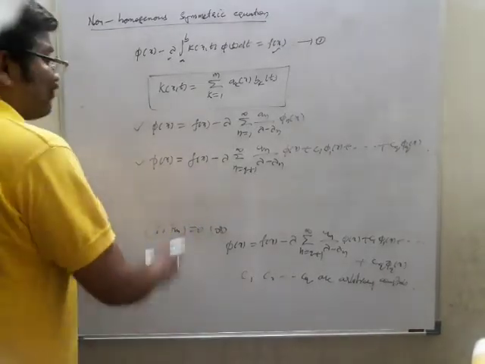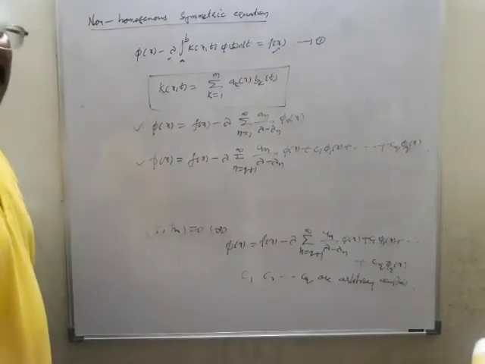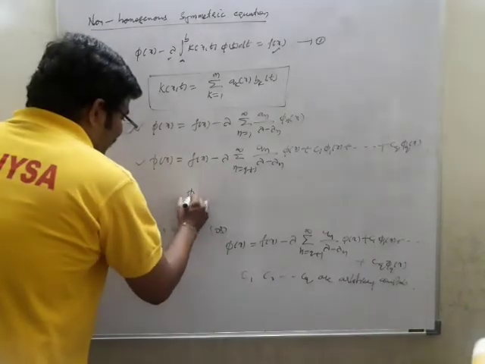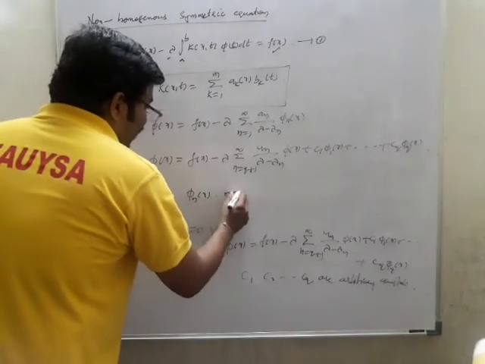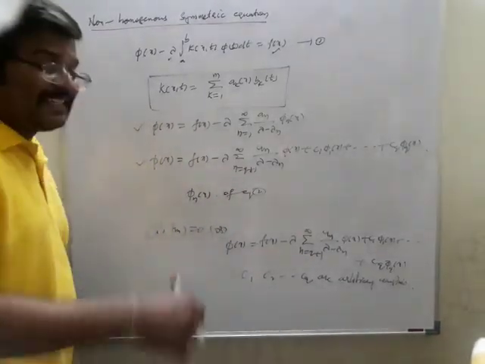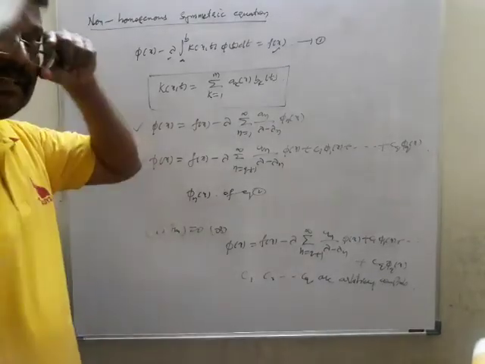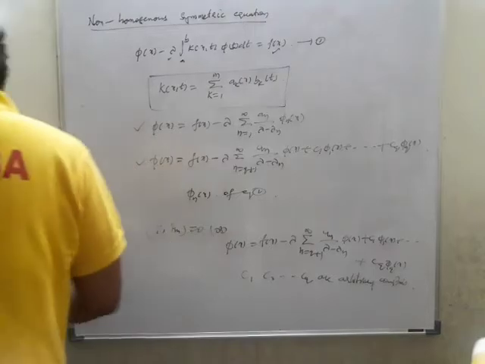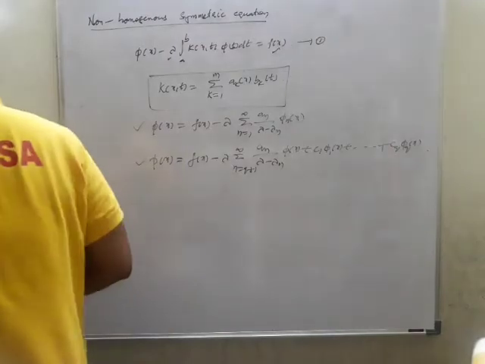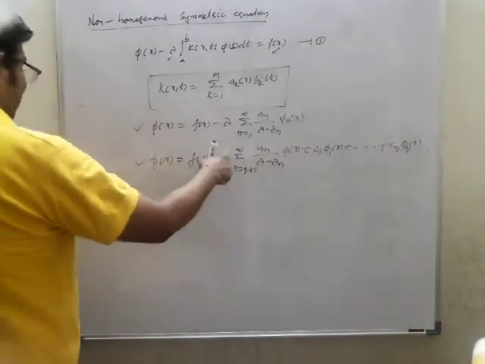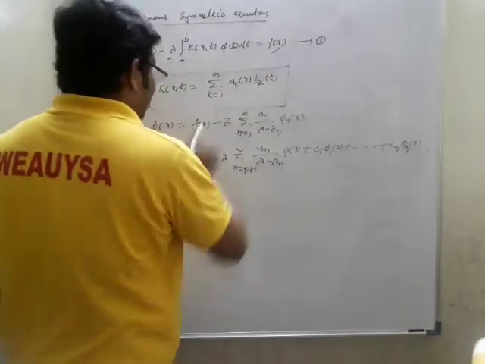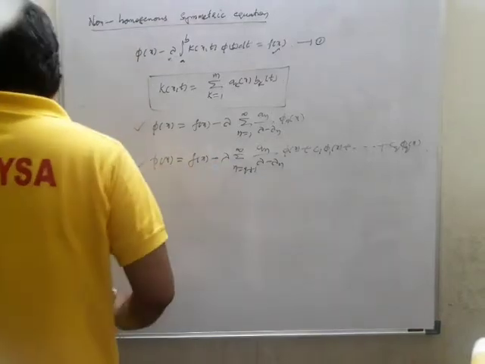If it is orthogonal to each and every one of the eigenfunctions, that is, orthogonal to phi n of x of equation 2, then the function itself becomes the solution. This is the form you will get. The right hand side of equation 1 is nothing but this f of x.